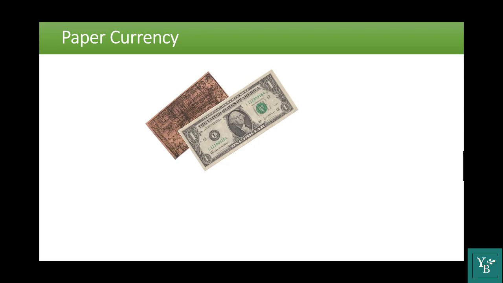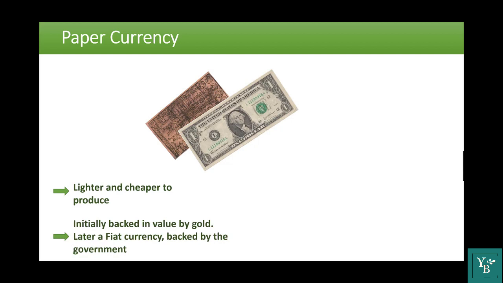These IOUs were nothing but the first form of fiat currency as well. However, their value was backed by an actual physical amount of gold. Now, what were the benefits of the system? First, they were lighter than gold coins and much cheaper to produce. And second, they were backed in value by something. In the initial stage, by a tangible commodity like gold, and later by an intangible commodity like the trust of the government that issues these notes.